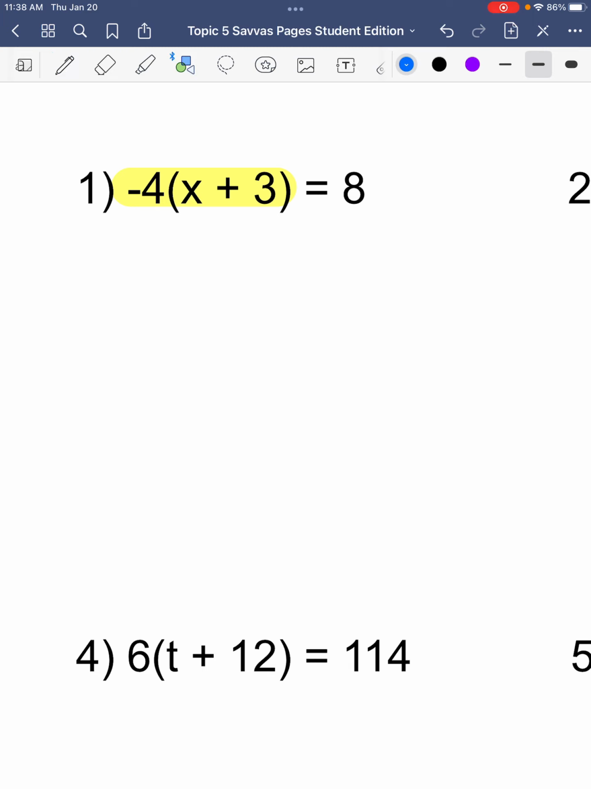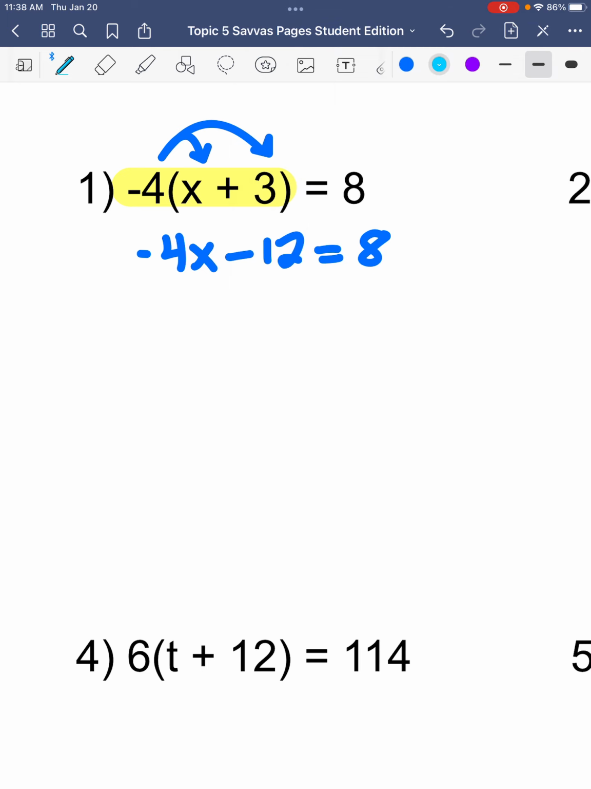We're going to multiply -4 times x together, and -4 times x is simply -4x. Now I'm going to multiply -4 times 3. Well, -4 times 3 is -12. So that gets rid of my parentheses and it stays equal to 8. So -4x minus 12 equals 8 should look like an equation that you know how to solve.